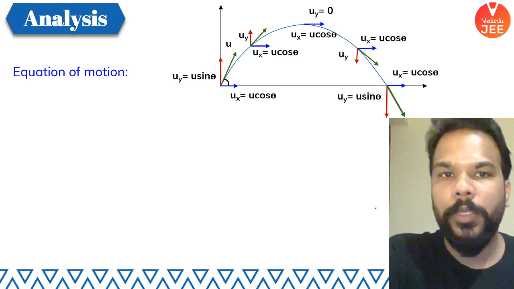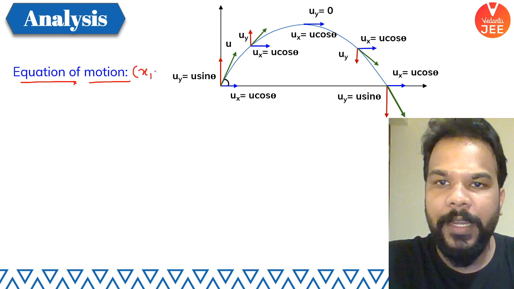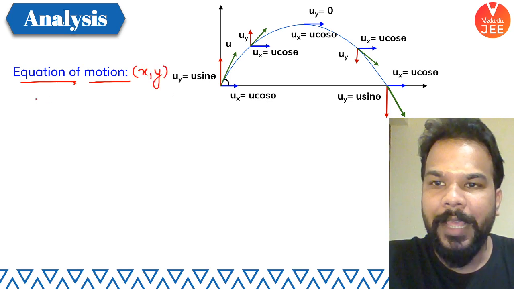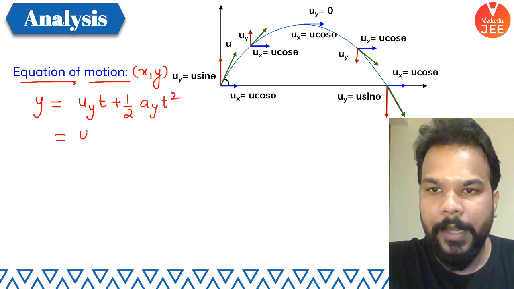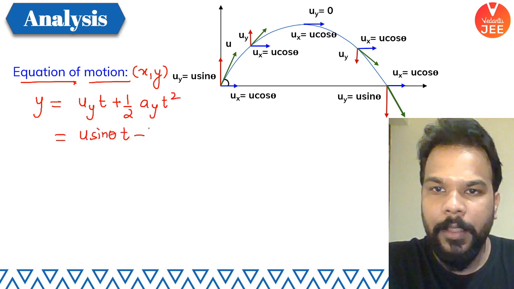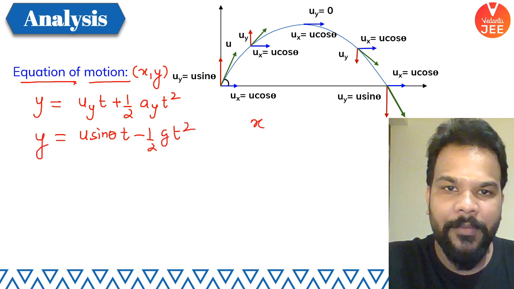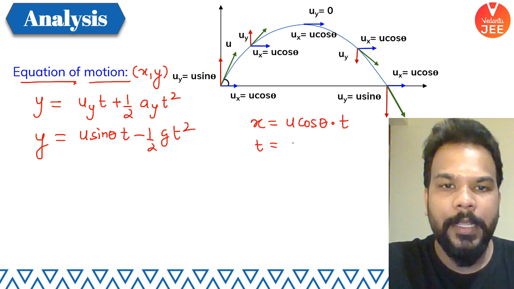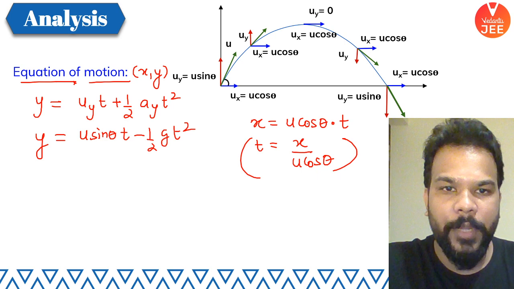Okay, now one more thing is to find out the equation of motion. What is equation of motion? The relation between x and y coordinate. So already we have the relation of y as uyt plus half ayt square, which I can write as u sine theta t minus half gt square. And before that we have x as u cos theta into t. So from here t will be replaced as x by u cos theta.